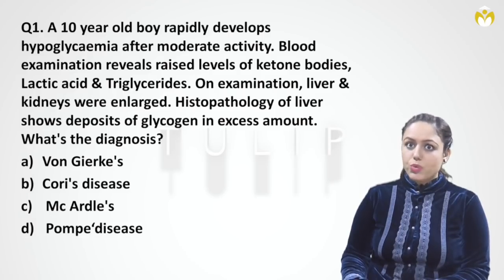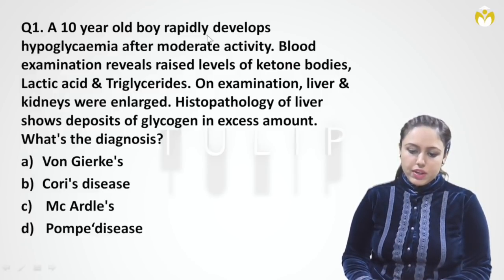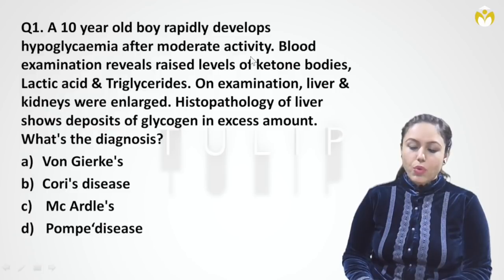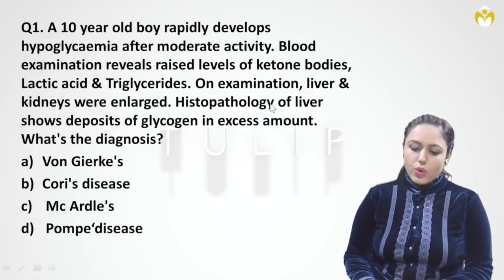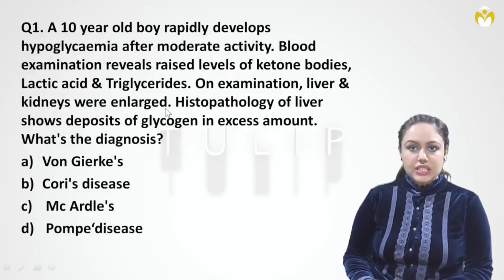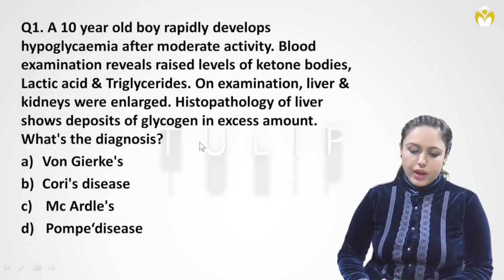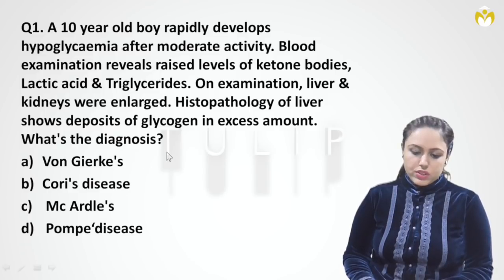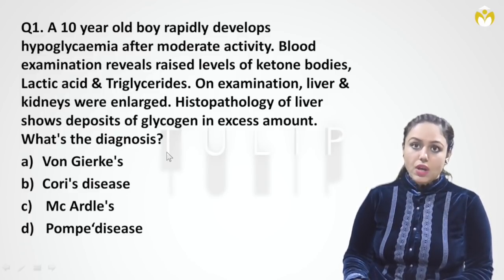The first question which I'm going to discuss is a 10-year-old boy who rapidly develops hypoglycemia after moderate activity. Blood examination reveals raised levels of ketone bodies, lactic acid and triglycerides. On examination, liver and kidneys are enlarged. Histopathology shows increased glycogen deposits in the liver. What's the diagnosis? The answer is von Gierke's disease.